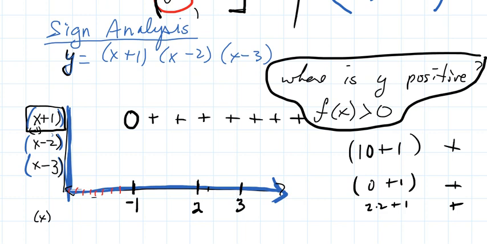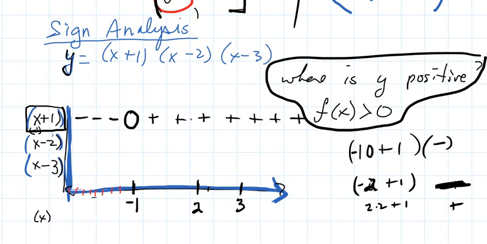So what about on the left side of negative 1? So if something is, let's say it's negative 10. What's negative 10 plus 1? Well, that's not positive anymore. That's negative 9, right? So it's negative. Let's say it's negative 2. Well, that's going to be a negative value, and so on. So that means you put negative signs in the row to the left of this 0.